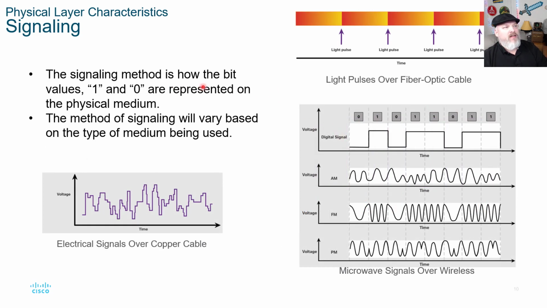The signaling method is how the bit values 1 and 0s are represented on the physical medium. The method of signaling will vary based on the type of medium being used. This is electrical signals over a copper cable.